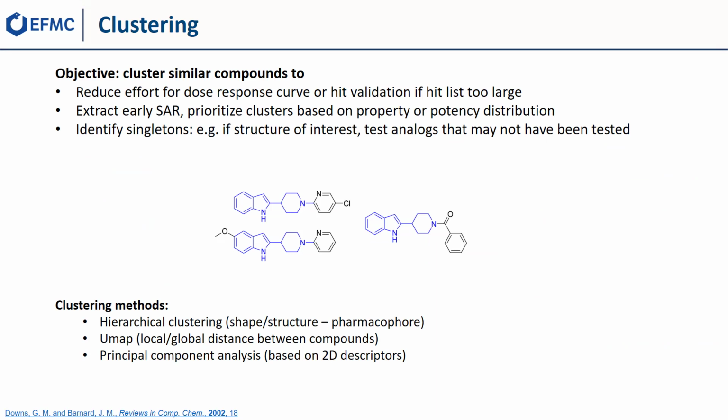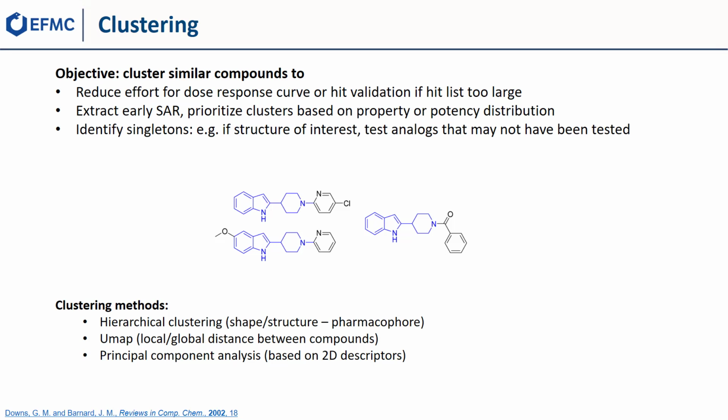So let's go into a little bit more detail now. We talked about clustering. Clustering means putting together similar compounds. The idea then is that you can reduce the effort either already at the stage of the dose response curve or for the hit validation. If you have a very large hit list, you may not be able to test all of them, but you can select representatives of each cluster, and that will be sufficient to get an idea of the whole cluster. You can also already extract early SAR and prioritize these clusters based on the properties or potency distribution.